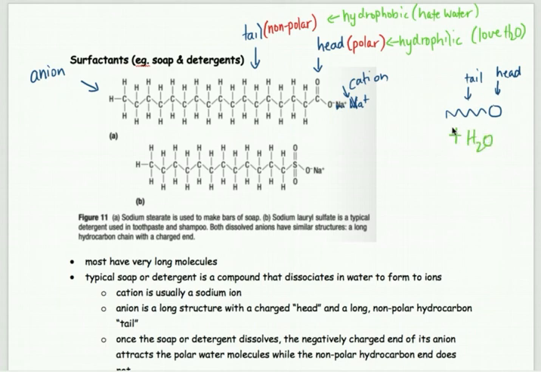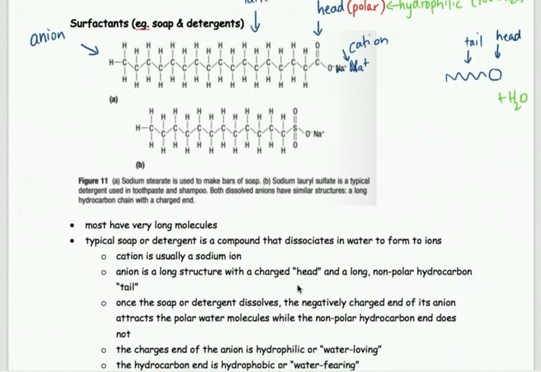So with our anion here, the head end here is going to hover towards the water, right? So maybe I'll put the water closer to this end here. And then the tail end won't go near the water. It won't be attracted to the water.